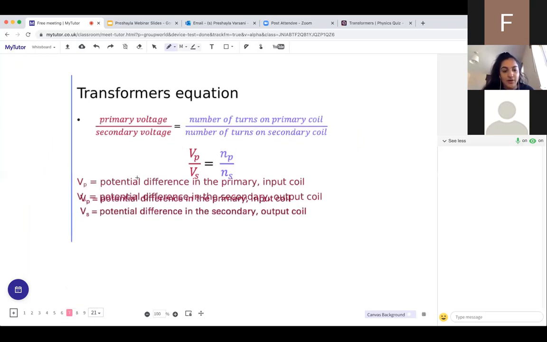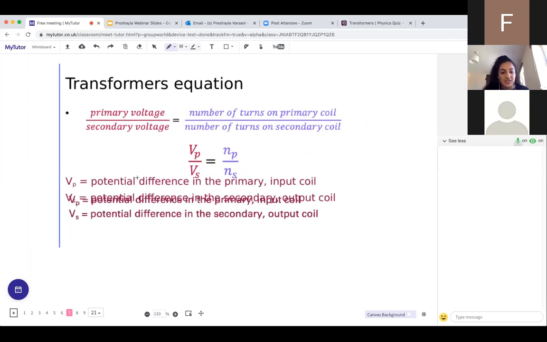Okay, so moving on to our transformer's equation. This is the main equation that we have for transformers, and it allows us to tell whether the transformer is step up or step down. Okay, so we have primary voltage divided by secondary voltage is the number of turns on the primary coil divided by the number of turns on the secondary coil.